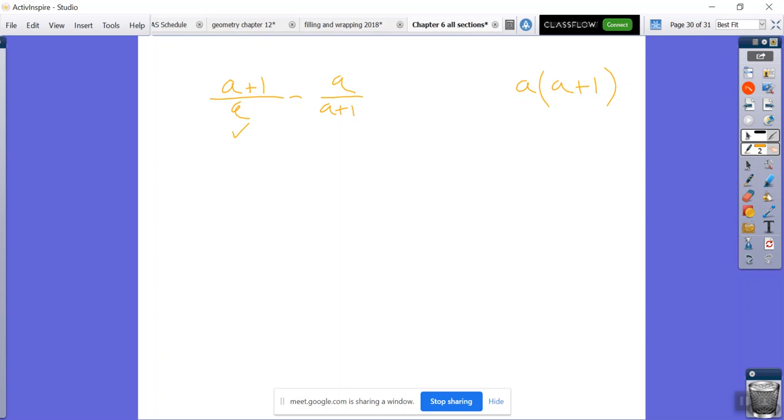So the strategy here is I'm going to rewrite this problem, but I'm going to provide a little extra space so I can do my multiplication. You just multiply that times A plus 1, and you just multiply that times A. So we have A plus 1 over A, leave a space, minus A over A plus 1. All right, so what are we going to multiply the first fraction by to get my least common denominator? A plus 1.